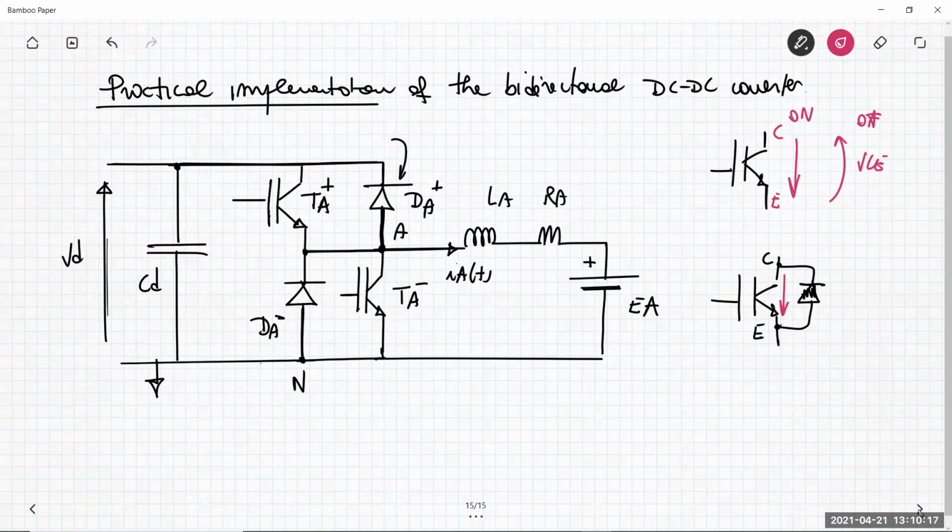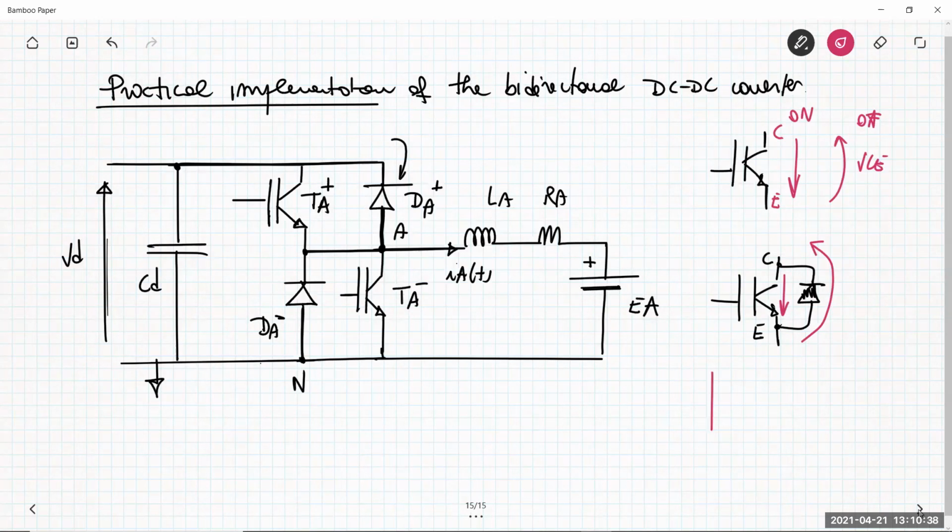When the IGBT is off, so it is like an open circuit, then the current can flow through the diode in this way, making possible bidirectionality of the current flow. Okay, so I add this diode for getting bidirectionality of the current.